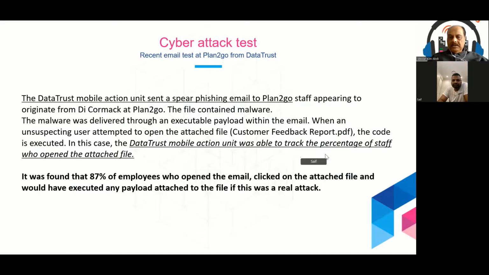What we did was we sent an email to Plan to Go, which can be called a spear phishing email, and it would show as if it's appearing from D. Cormac at Plan to Go, and the file contained malware, and that was in the email. So the Data Trust Mobile Action Unit was able to track the percentage of staff who opened the attached file. It was found that 87%, which is a big number, clicked on the attached file and would have executed any payload attached to the file if this was a real attack.